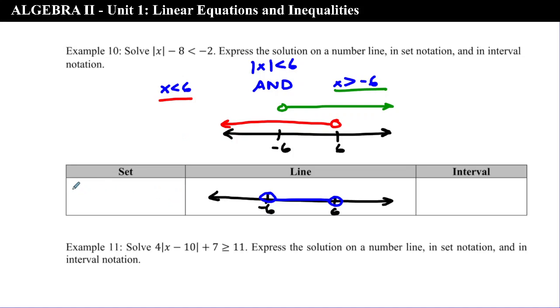For our set notation, we can actually combine this into one statement if we want. Set of all x such that negative 6 is less than x, which is less than 6. And then in interval notation, we have everything between negative 6 and 6, but not including negative 6 and 6.